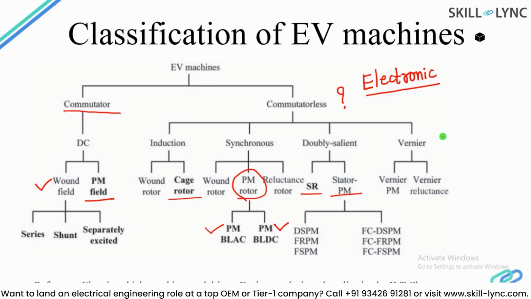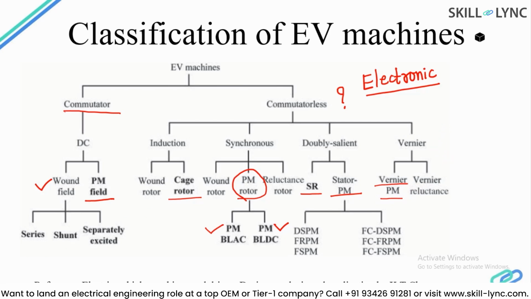Vernier motor is basically going to offer high torque at low speed, and it is also known as the magnetic gearing motor. The magnetic gearing motor is called Vernier motor from the Vernier effect. So the Vernier permanent magnet motor is also one of the popular machines for electric vehicles. So this is the overall classification of electric vehicle motors.